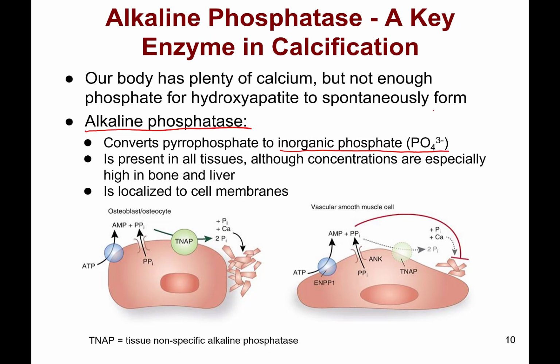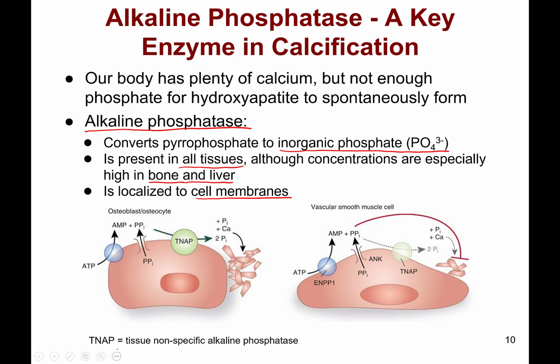So alkaline phosphatase, this enzyme, is present in all tissues, but concentrations are particularly high in the bone and also in the liver. So if you ever go to the doctor and you get a blood panel done during an annual checkup, you'll probably see they measure alkaline phosphatase levels as a metric for liver health. But in the cells, alkaline phosphatase is localized to the cell membranes. So we've got two cartoon illustrations here to show you that.